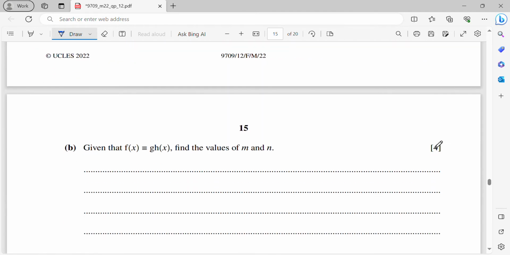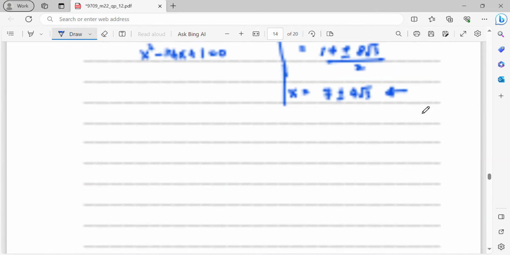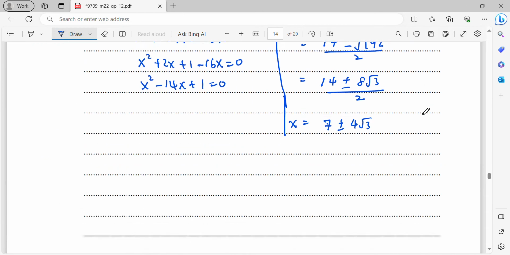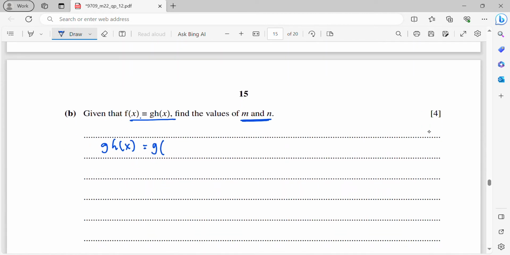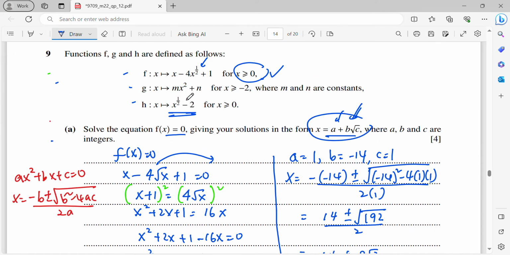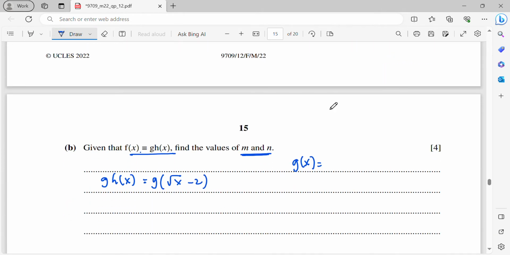Okay, now part B. Given that f(x) is identical to gh(x), find the values of m and n. Now, firstly, I have to find what my gh(x) is. It will be g of h(x), where gh(x) is the composite function. h(x) is square root x minus 2. So here I will write square root x minus 2. Now, your g(x) from the question is mx squared plus n. So here I will write mx squared plus n.